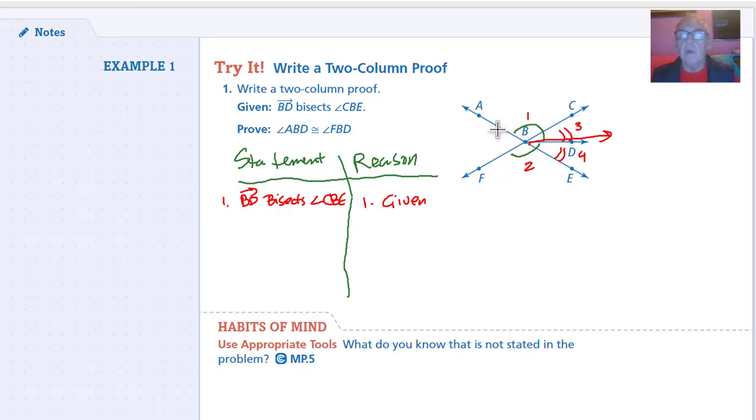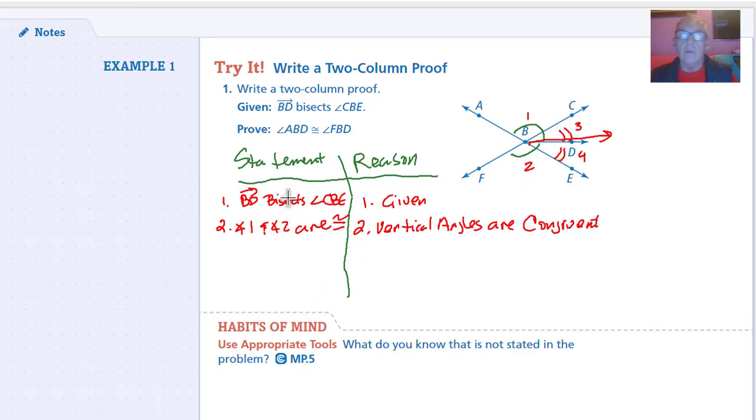Now from the diagram, we can see that angle 1 and angle 2 are vertical angles. And vertical angles are congruent. So we can say angle 1 and angle 2 are congruent. Reason is vertical angles are congruent. So that gives us angle 1 and angle 2 congruent to each other.